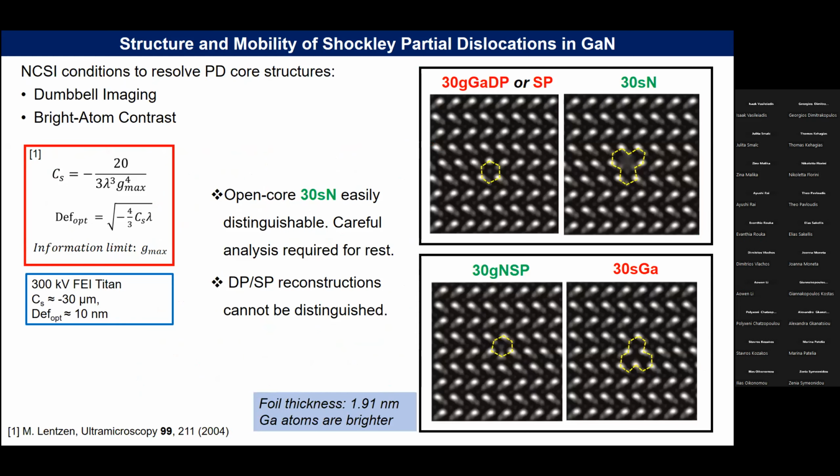So we perform now a second round of image simulation, using now as input the structural models of our cores. You can see here that the chosen conditions are able to distinguish the cores. You can see here an open core, and so the chosen conditions are the appropriate conditions to see the cores of such dislocations.